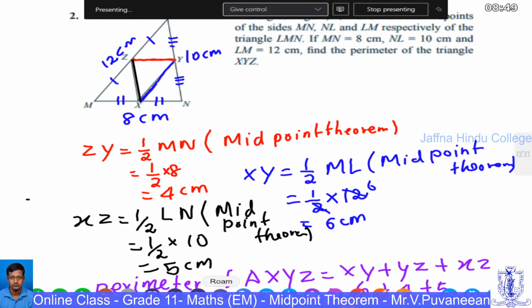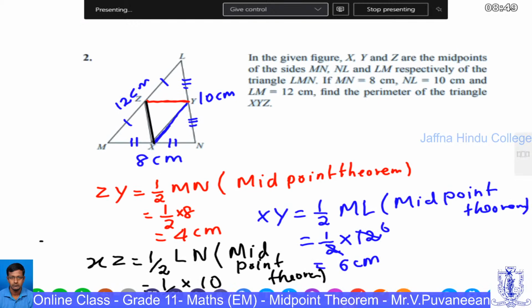If any question comes in the first part, you can write straight away: the perimeter of XYZ is half of the perimeter of MNL, half into 30, 15 centimeters. No need to do these methods in the first part.